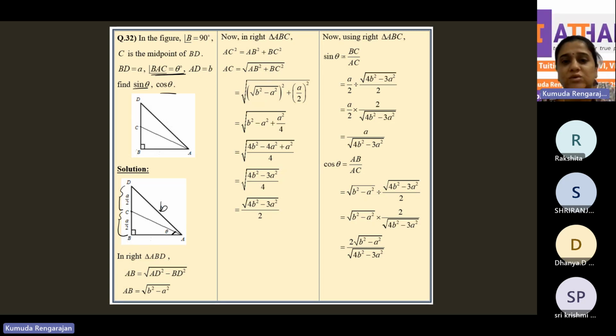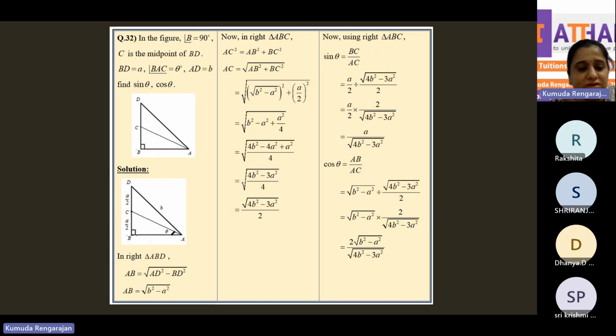And what is sine theta? Sine theta is equal to opposite by hypotenuse. So first, theta is an angle in this right triangle ABC. So opposite BC by hypotenuse AC. Theta is an angle in this small right triangle. So opposite by hypotenuse. And then cos theta is adjacent AB by hypotenuse AC.